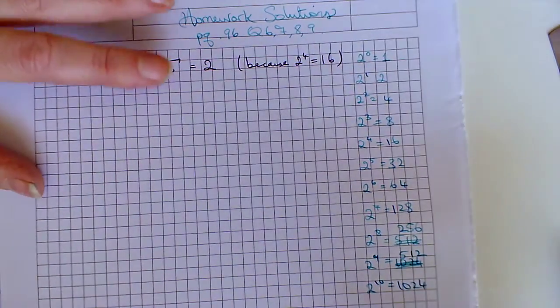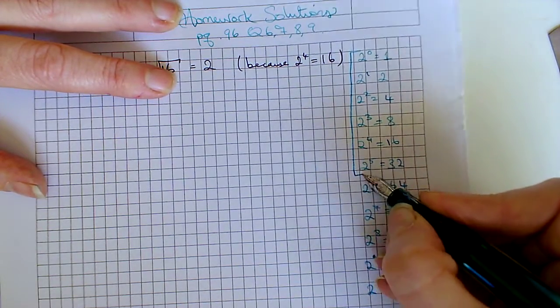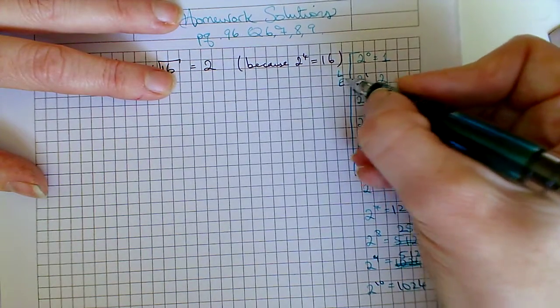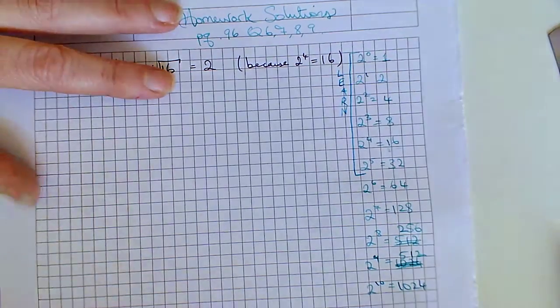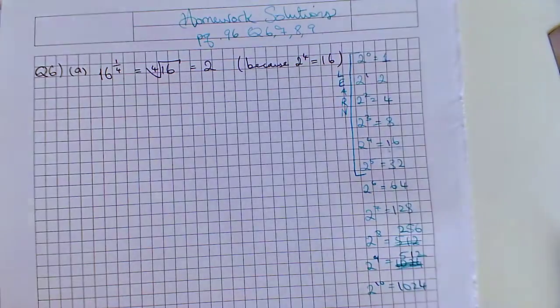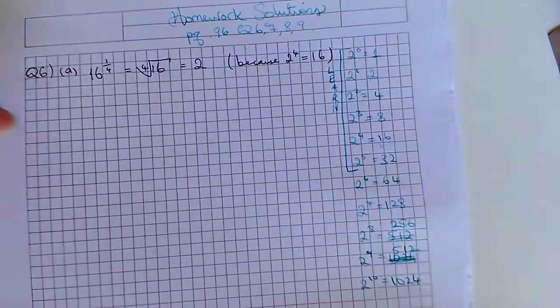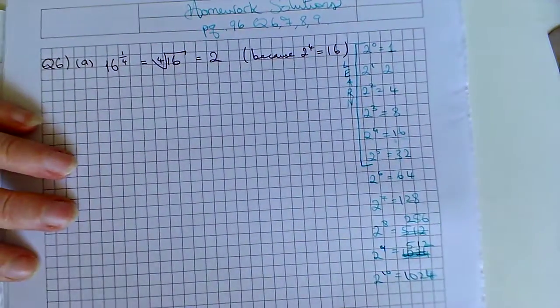How many of those should you know of? The first 5 anyway. So it's worth learning the first 5 powers of 2. You'd certainly be expected to know as far as 2 to the power of 4, to know that without using a calculator. If you were asked to give a reason why this is true, it's because 2 to the power of 4 is 16.